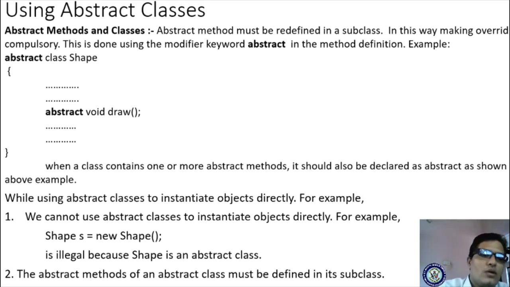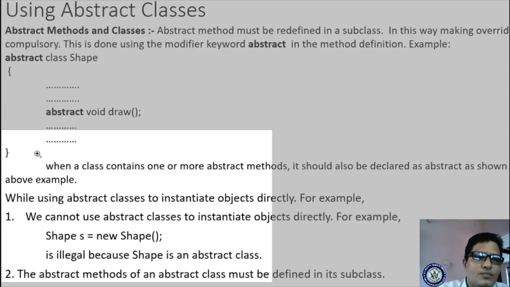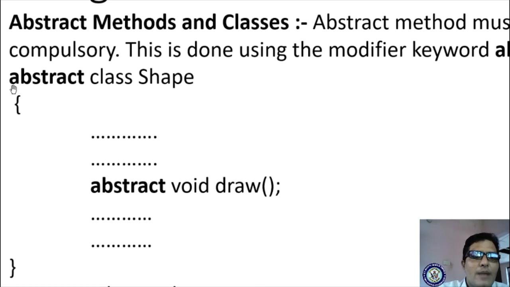For example, you are seeing here the syntax: abstract class Shape. What is the name of the class? Shape. Here class is a keyword, and before that I'm specifying the keyword abstract, so this class is compulsorily overridden. And in the class you can also specify a method, for example a void draw method. This method I'm also treating as abstract. If you make it abstract, it compulsorily gets overridden.